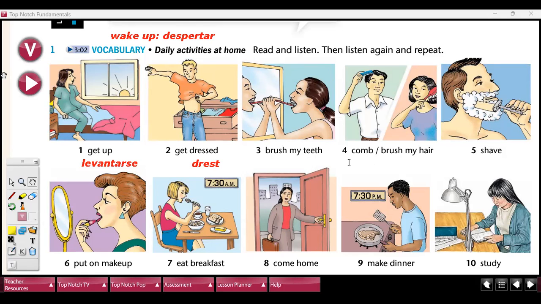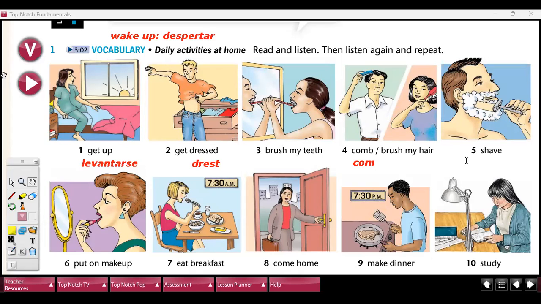Comb. Okay. Solo está la M. Comb. Or brush my hair. So what is the difference between comb and brush? ¿Cuál es la diferencia ahí entre las dos? Ahí vean las pictures. Ah, una peinarse y otra cepillar su cabello.